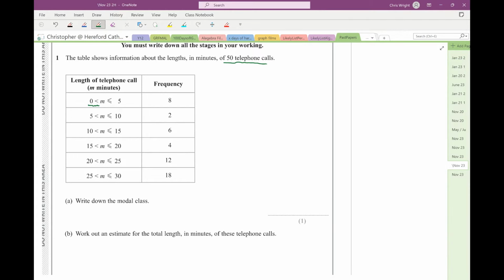Write down the modal class, the most common class. Well, the class with the most number of phone calls is this one, isn't it? Because it has 18 phone calls. So the modal class is with a phone call between 25 and 30.